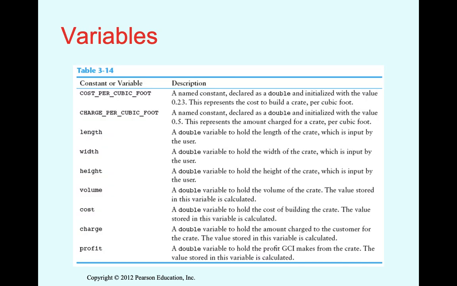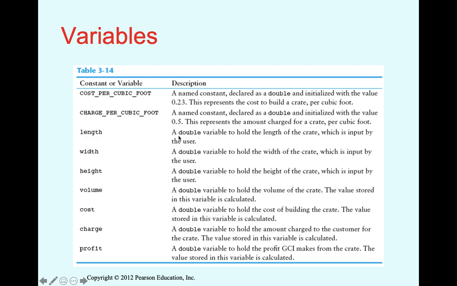To do that, you need to define some variables. Here you decide the variables that you want to use. This cost per cubic foot is how much it will cost. It's a fixed cost. The company tells you that if we want to make 1 cubic foot, it will cost $0.23, let's say. And the company is selling it for $0.5. So this is given to you.